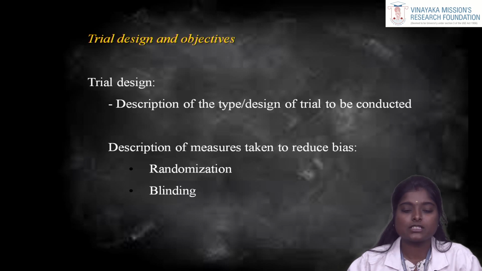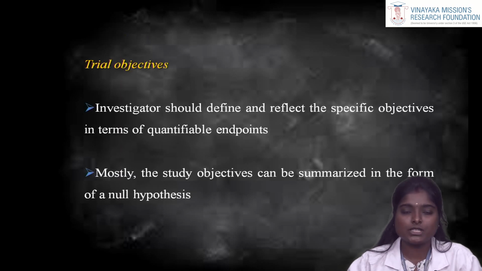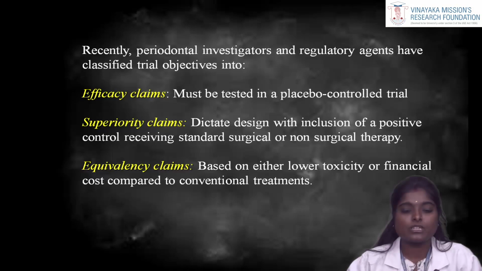Trial design is a description of the type and design of the trial to be conducted and a description of measures taken, for example, randomization and blinding for reducing bias. For the trial objectives, investigators should define and reflect the specific objective in terms of quantifiable endpoints, and mostly the study objective can be summarized in the form of a null hypothesis. Recently regulatory agencies have classified trial objectives into efficacy claim, superiority claim and equivalence claim.